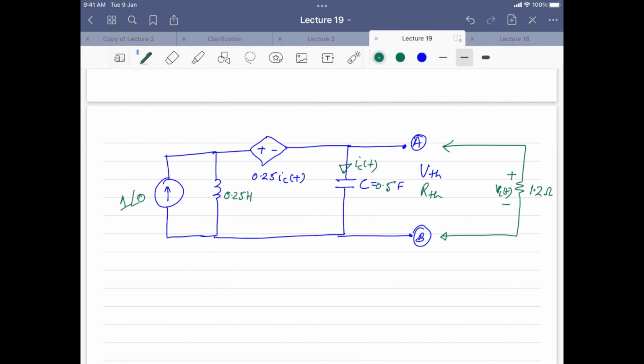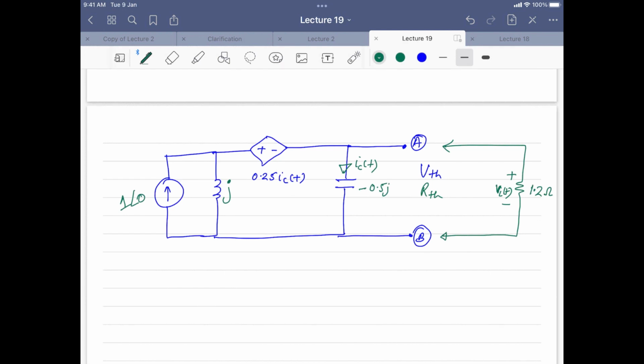Okay, and how about this? What will be the answer for this? J omega L, right? And the answer will be 1 J, right? Yes. Okay, so we'll keep it as J. How about this C? Minus 0.5 J, minus J by 2. Minus 0.5 J. Okay.